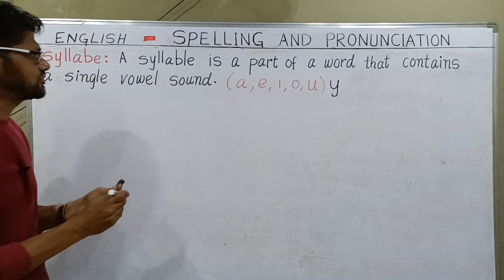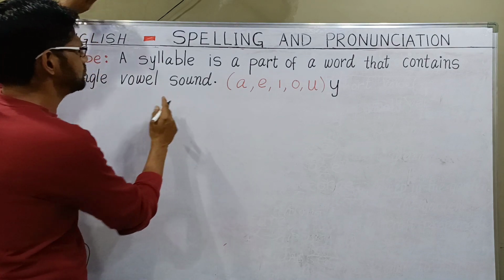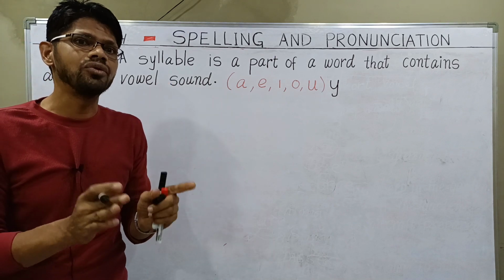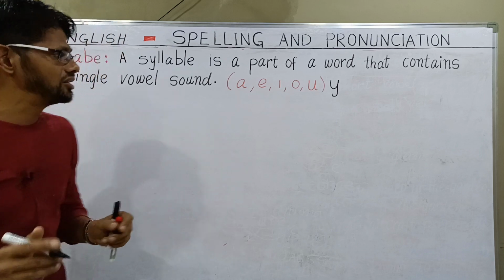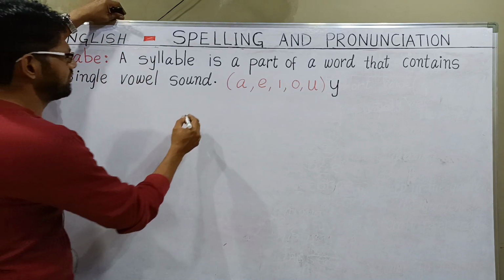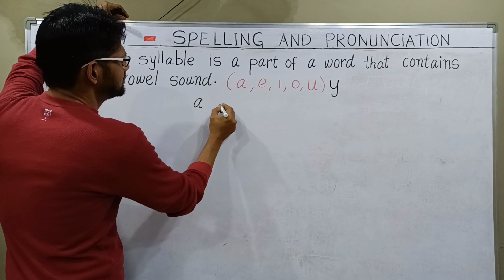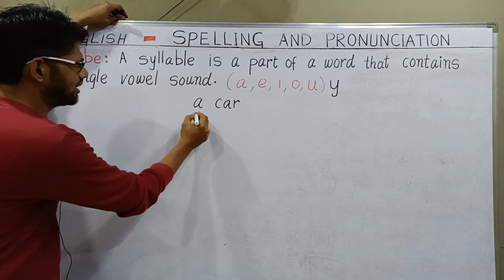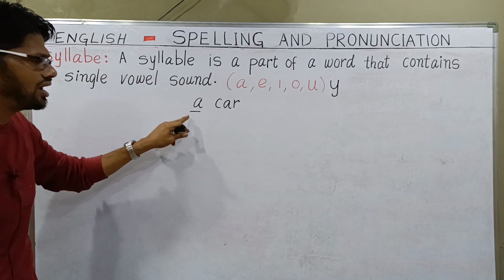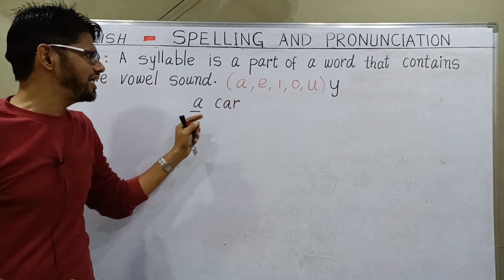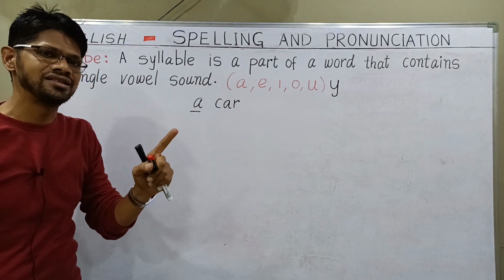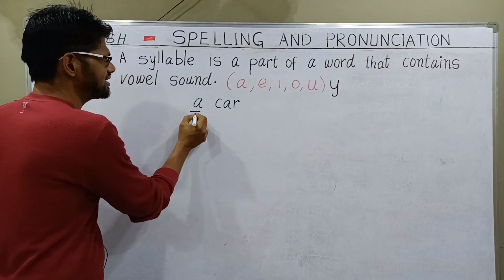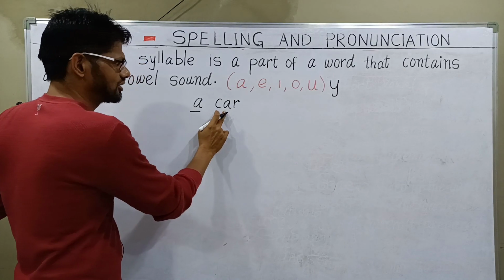So let us learn. First of all, if I write, for example, what is syllable? Syllable means vowel sound. A vowel sound in the word is called syllable. So here if I write a car. In a car we have a and car. The letter A is a vowel and it is giving one sound, one beat. So A is a syllable. Car, here also we have one syllable.